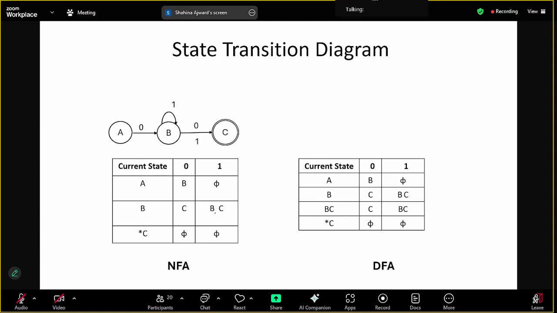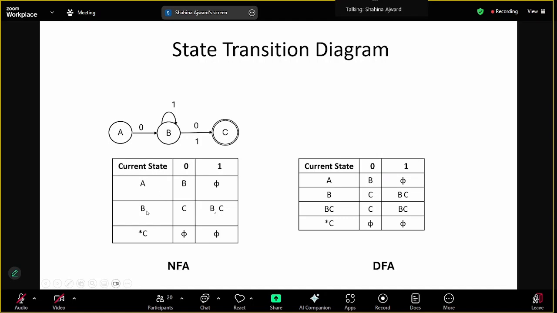Now from A, we move to B, and from B, we go to C and BC, right? So the BC is a new state, and we don't know how it works yet. So for the current state, we add a new state as BC. This is something extra that is not in your NFA state machine. Now, with the BC, we check what happens for input symbol 0 and input symbol 1.